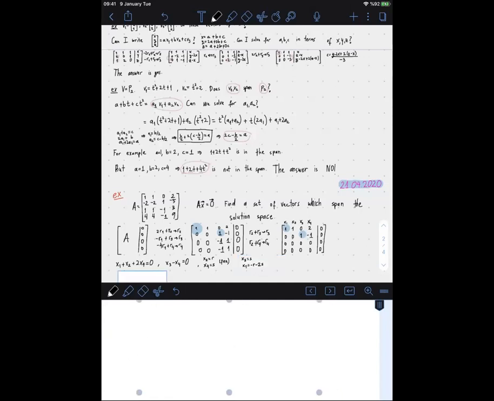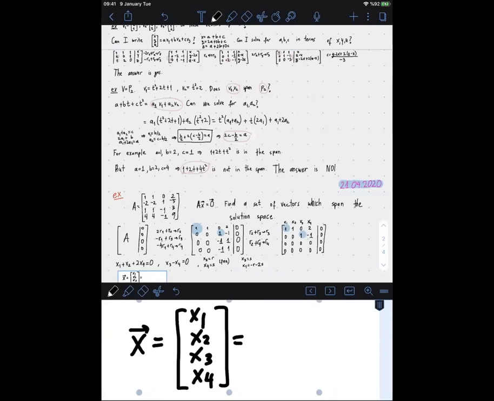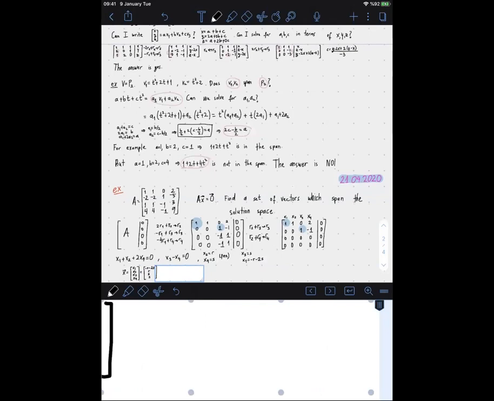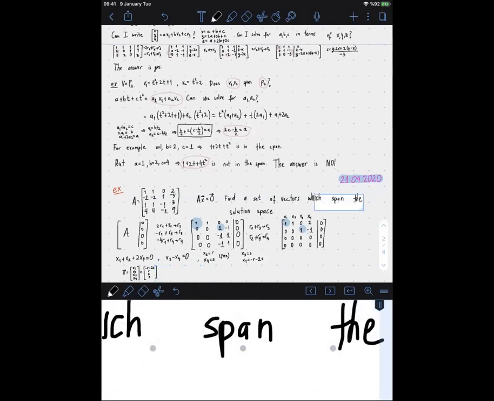Let's write the solution. What is the solution? The solution is the vector x1, x2, x3, and x4. What is x1? x1 is minus R minus 2S, x2 is R, x3 is S, x4 is again S. This is good. So this is the solution. Now it says find vectors which span the solution space.